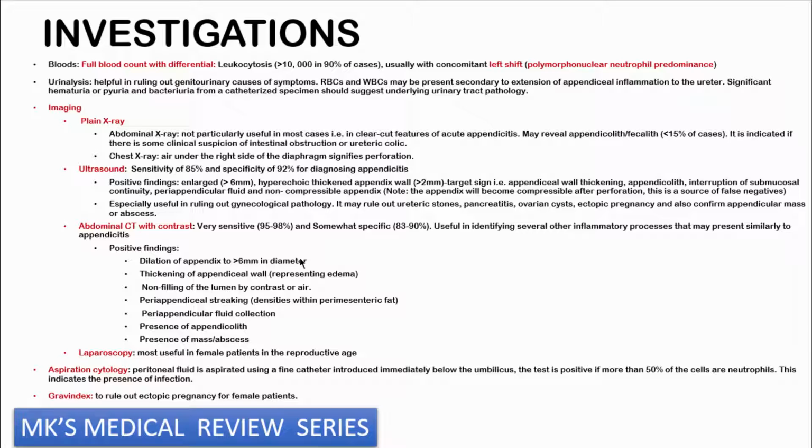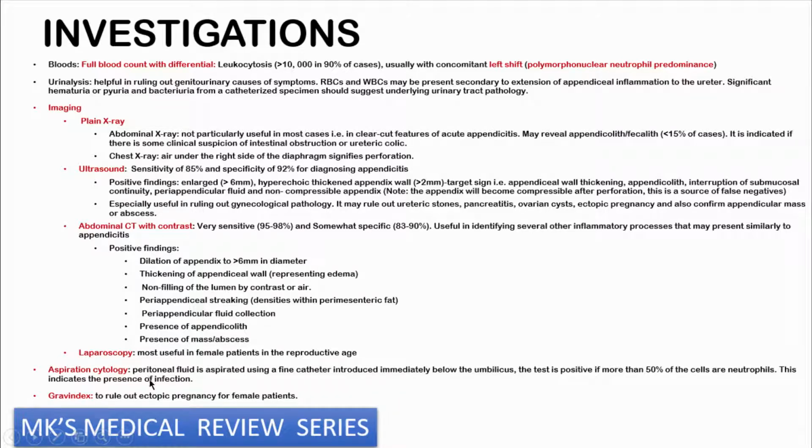Then you may also have a non-filling of the lumen by contrast or air. You may have periappendicular streaking, which is increased densities within the perimesenteric fat. You may have periappendicular fluid collection. You may have presence of appendicular liths or fecal liths. You may have presence of a mass or abscess. You may sometimes do a laparoscopy, which is most useful in patients of reproductive age.